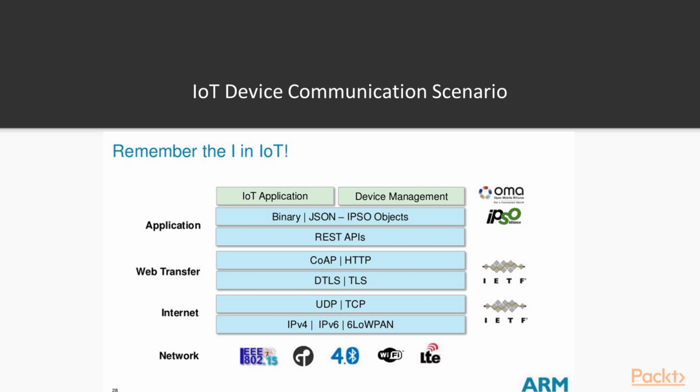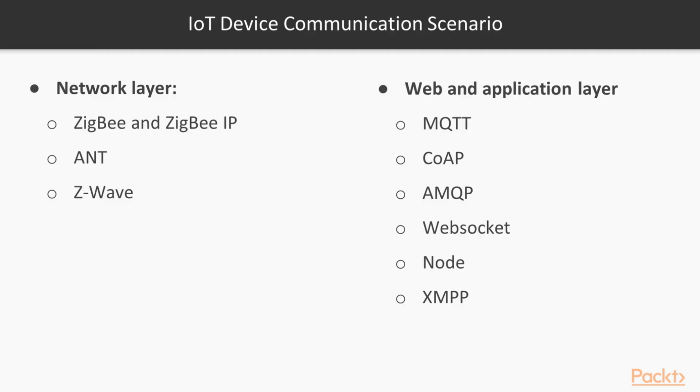Let's take a look at some existing technologies which can be used in IoT scenarios. In the network layer, you have Zigbee, which has been there for a while. It's used for local area network communication, and Zigbee IP understands IPv6. Z-Wave is similar to Zigbee, and it is somewhat proprietary in nature. Coming to the web and application layer, we have MQTT, which uses a publish and subscribe model. It is very lightweight and can be used for IoT applications.